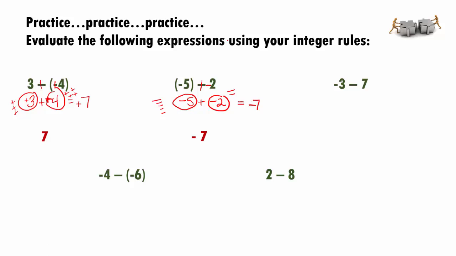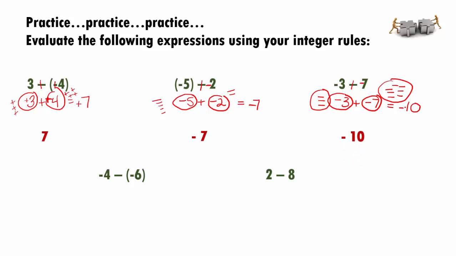Take a look at the next one. Change all subtraction statements to addition. So I changed this subtraction to addition, and I changed the sign of the number being subtracted: -3 plus a -7. Circle the sign that goes with the number. That's the sign right in front of the number. Are those signs the same or different? Signs are the same. They're both negative. I find the sum. The sum of 3 and 7 is 10. What do I have more of? Well, I have 3 negatives here, and 1, 2, 3, 4, 5, 6, 7 negatives here. Hey, I only have negatives. My result must be negative.